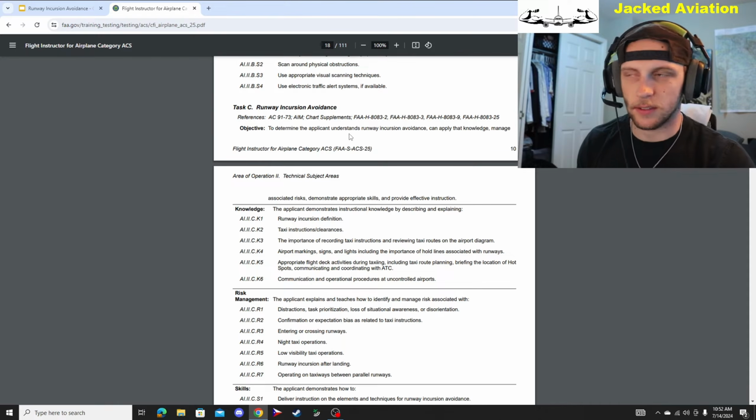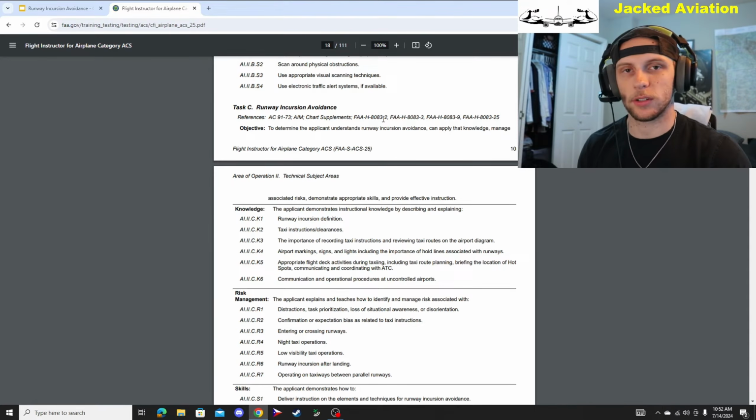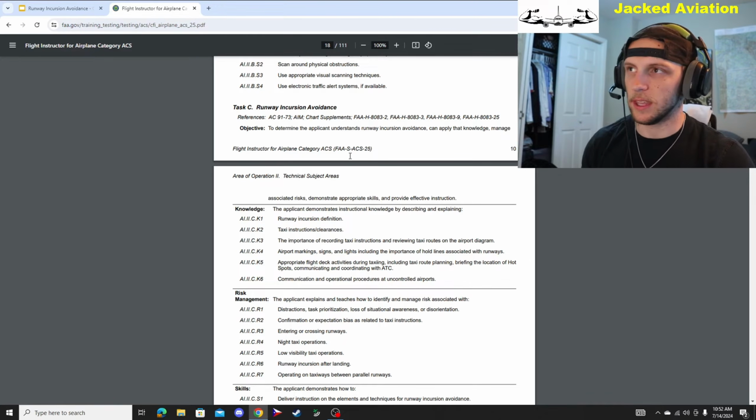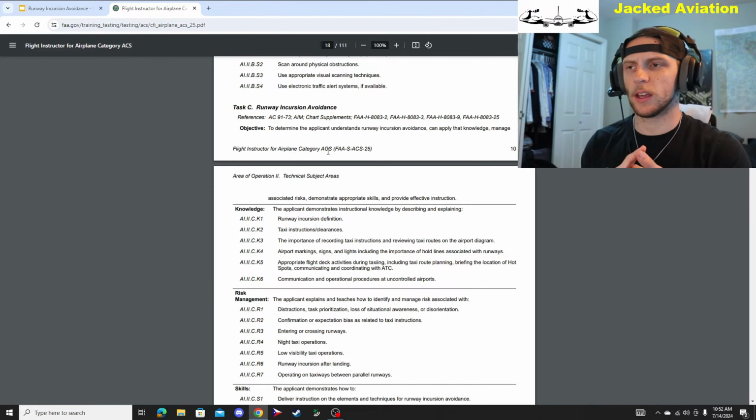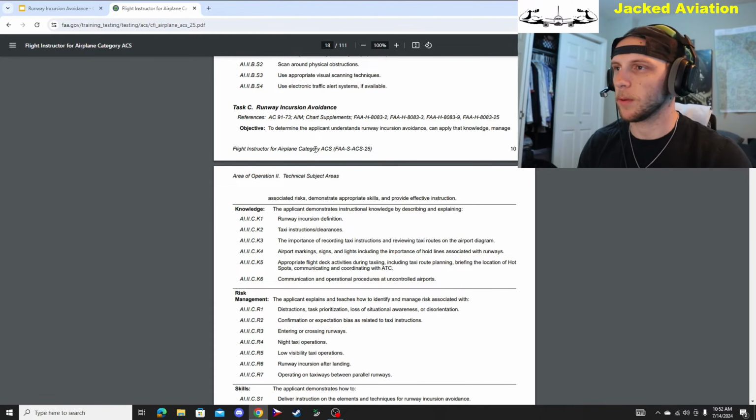Now, on the ACS, we have ACS, task C, runway incursion avoidance. If you want to, you may add references, and you could add the AC, the AIM, the chart supplement, the aviation instructor handbook, the airplane flying handbook, as well as the PHAK, pilot's handbook of aeronautical knowledge, which will be very beneficial for making these. Boldmethod is very good stuff as well. Go on boldmethod.com and you can find a bunch of things about runway incursion avoidance, which will be very beneficial for you. Then we have the actual objective of the ACS.